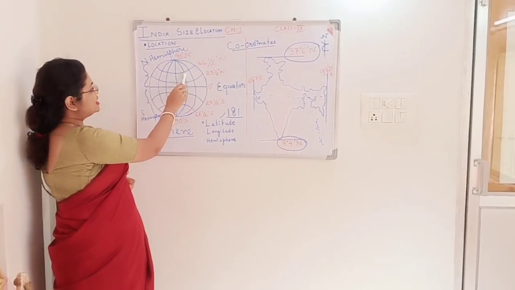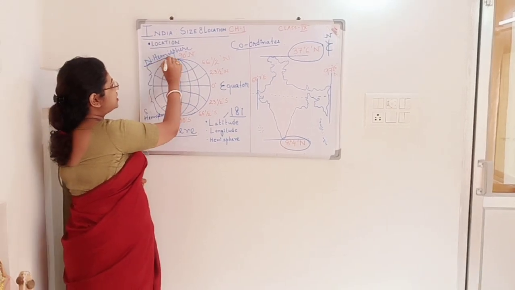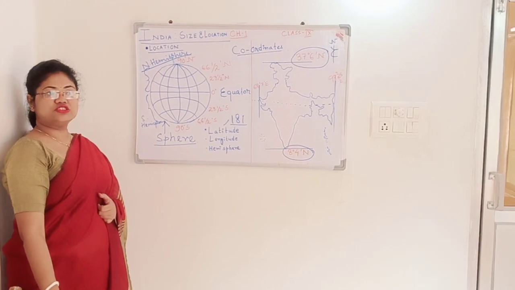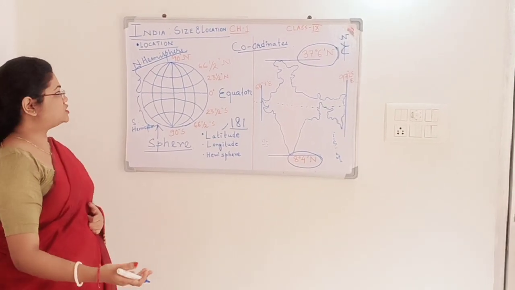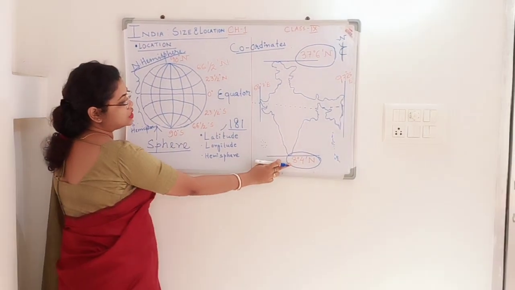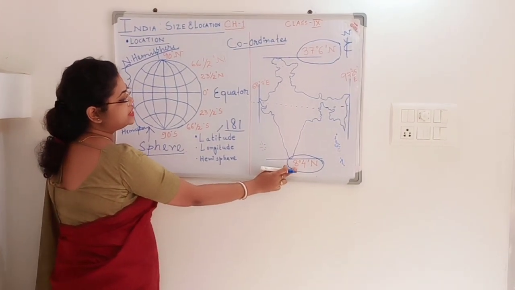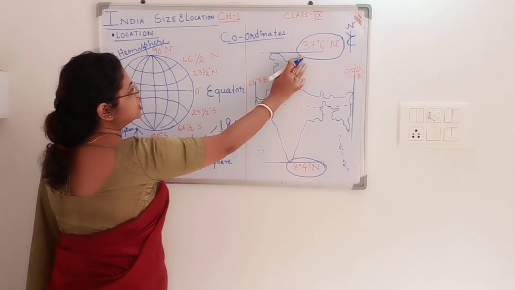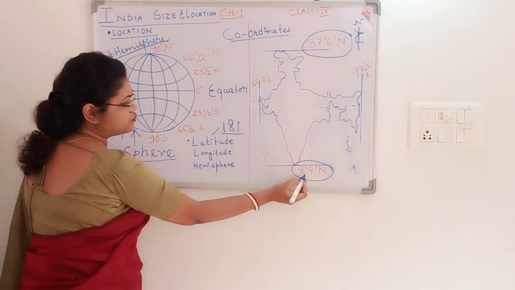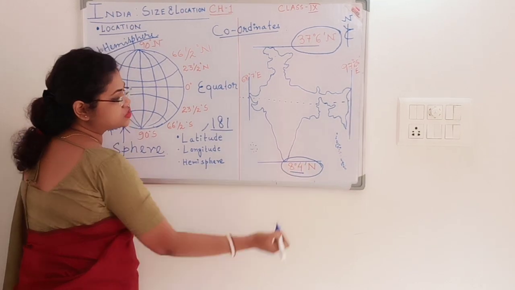That's why we are saying that India is located in the northern hemisphere. Instead of saying India is located in the upper part of the globe, we are saying that India is located in the northern hemisphere because the latitudinal extent of India is 8 degree 4 minute north to 37 degree 6 minute north. Now a question comes, from where do this degree and minutes come?